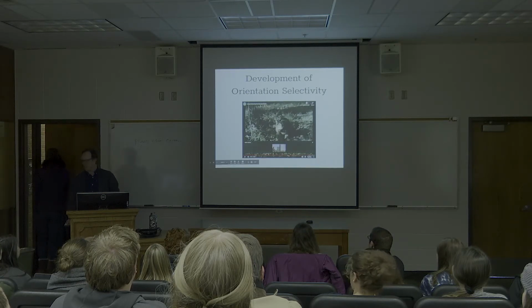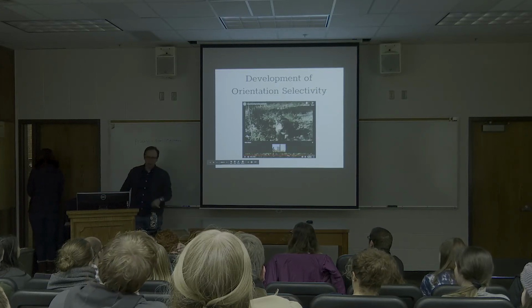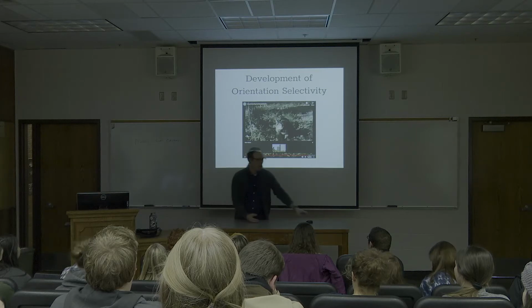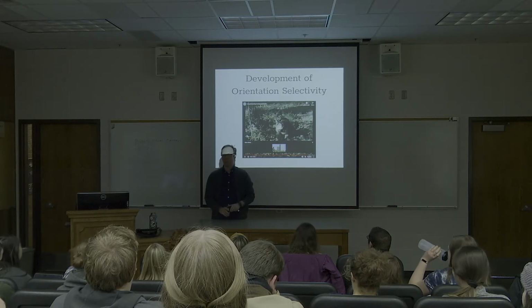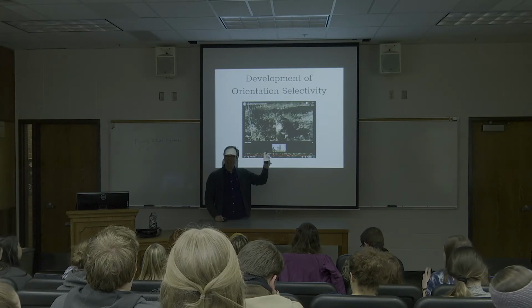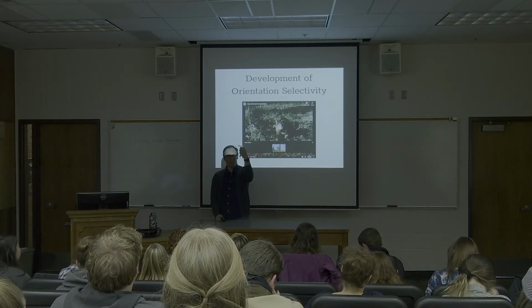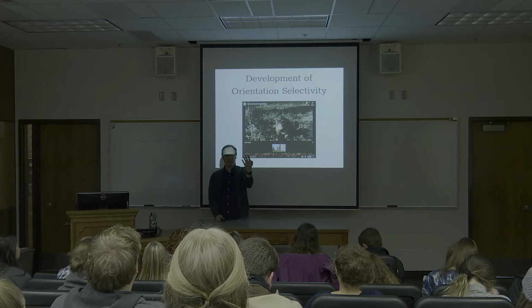I'm going to pause there. All right, so how much does this orientation selectivity develop in cats? Like, are cats born being able to see stripes of a certain orientation?